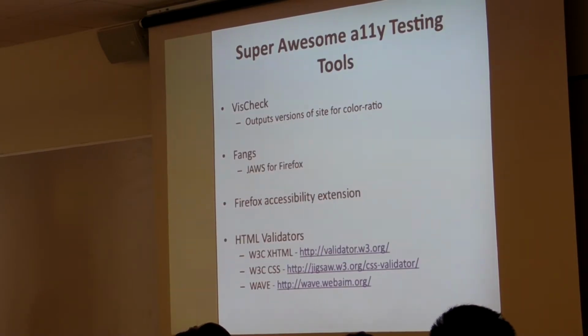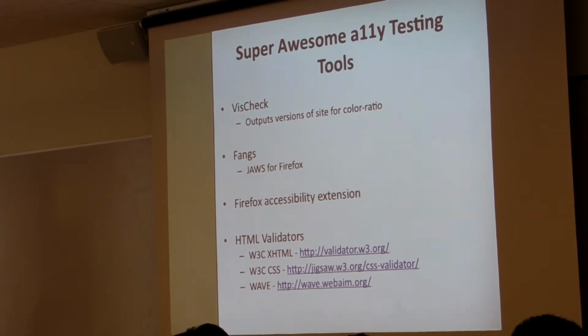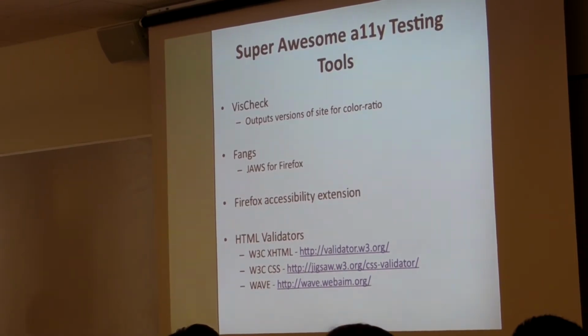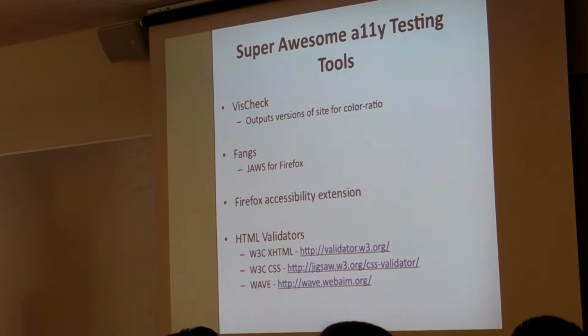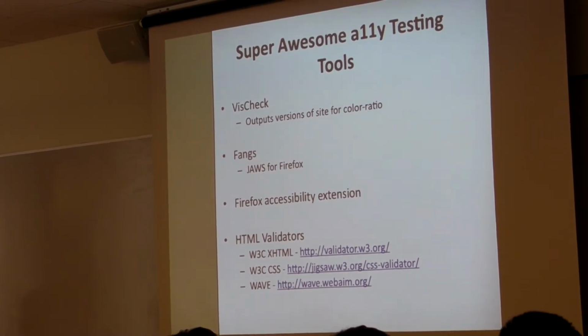Finally, a few more accessibility testing tools that are out there. Again, I mentioned VisCheck. There is the Firefox accessibility extension, which basically checks and evaluates the page for various pieces of assistive code and markup, like checking for alt text, checking for headings, checking for proper heading hierarchy, etc. There's the Fangs extension for Firefox, which will give you a text version of what JAWS would speak of any given page, so that can be pretty handy as well.